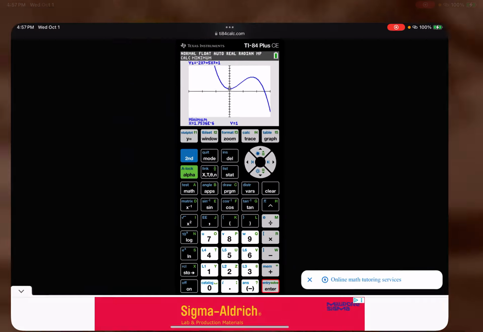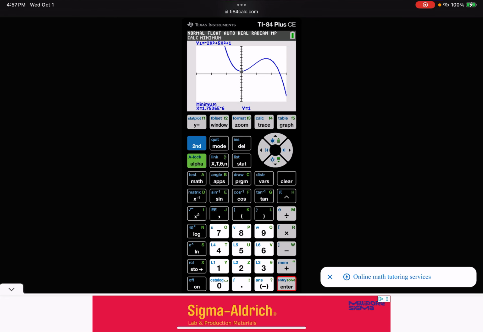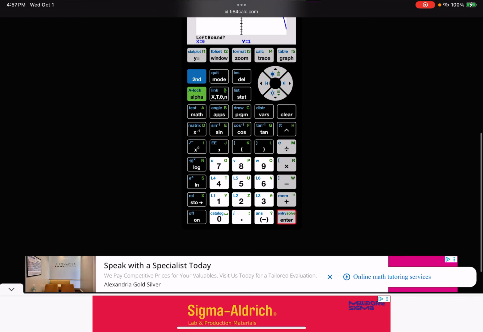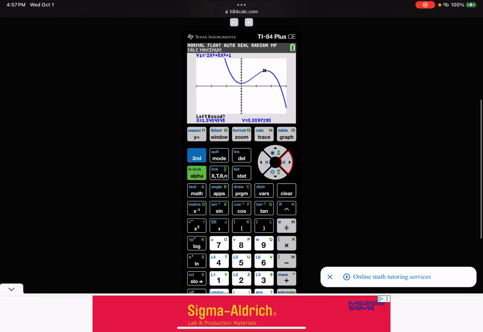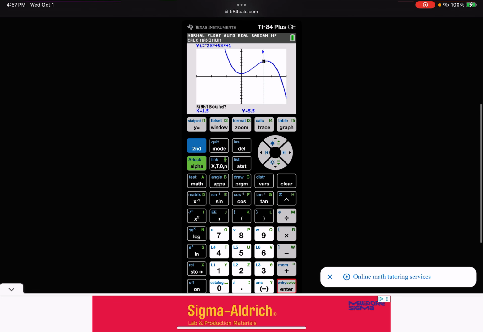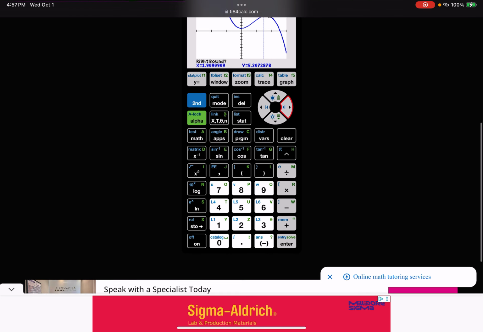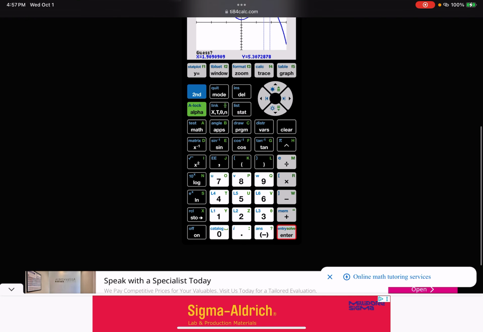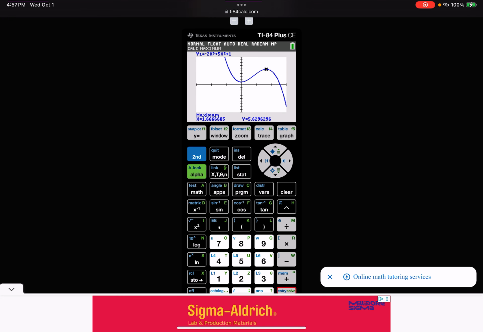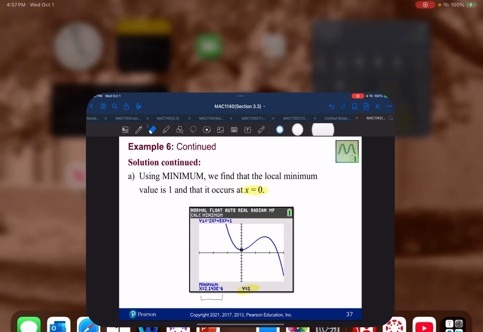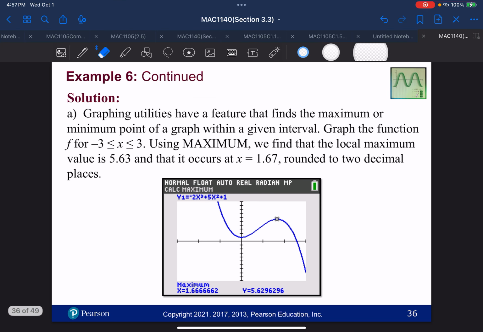Okay, going back, now we're going to try and find the local max. So we go second, calculate again, go down to maximum, move that little cursor to the left of where you think that maximum value is, and then to the right, enter again, and this y value is 5.62962, blah, blah, blah. And it occurs at the x value of 1.6666685. So let's see. It's exactly what they got.